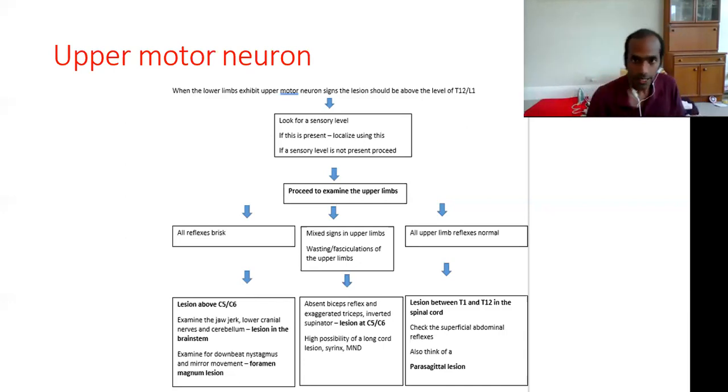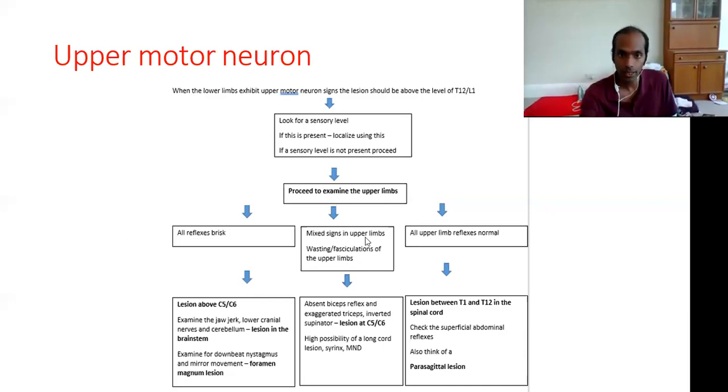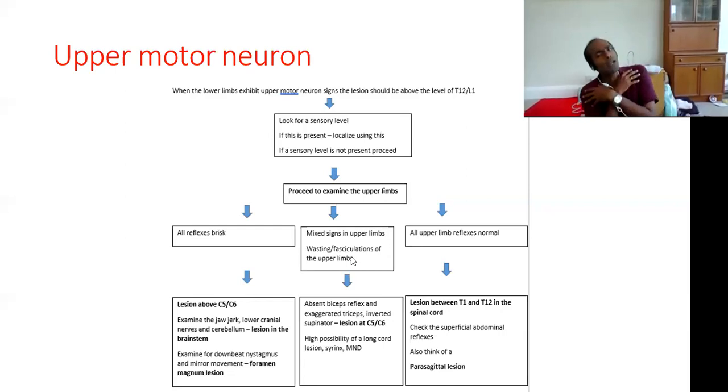තුන්වෙනි කාරණේ මේ මැද මේක, you examine the upper limb reflexes and you get a very specific pattern. C5, C6 එක නෑ. එන්නේ නෑ. Absent. Triceps is brisk.